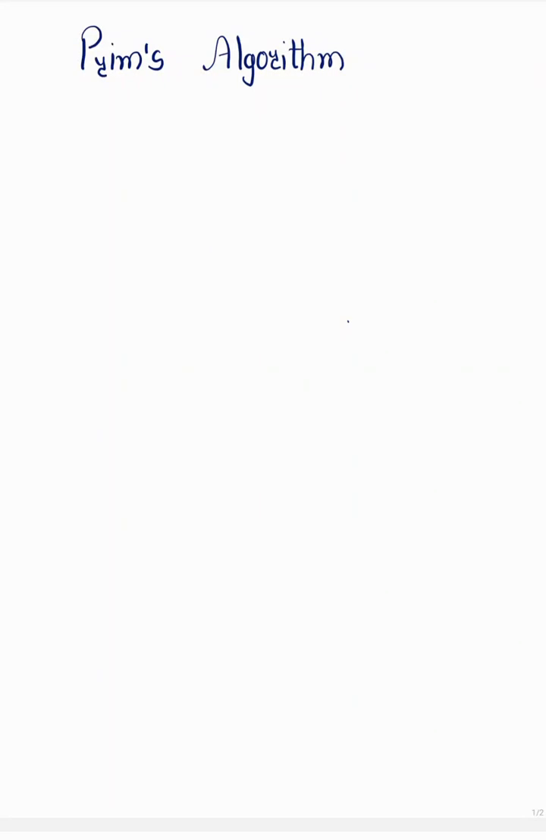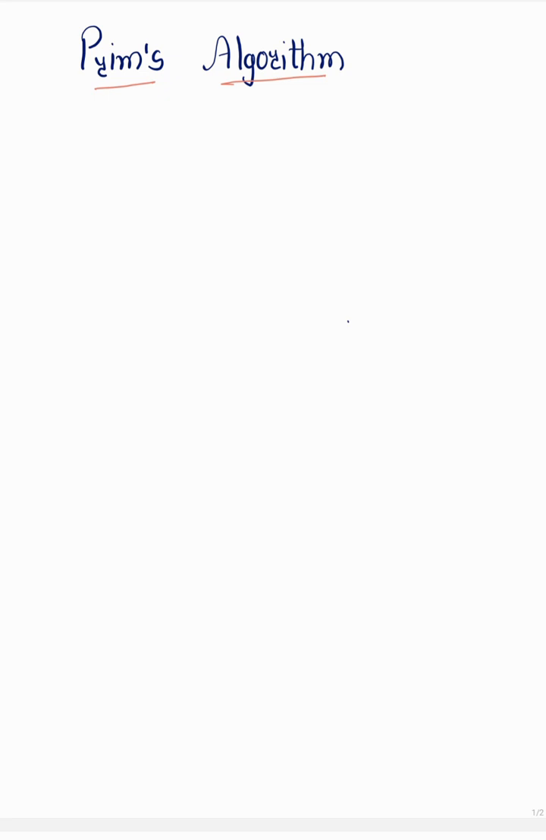Hello everyone. In this video lecture, we are going to understand Prim's algorithm that is used for finding the minimum spanning tree. In the last video lecture, I explained what a spanning tree of a graph is and also what a minimum spanning tree is. Basically, there are two algorithms for finding the minimum spanning tree. One is Prim's algorithm and another one is Kruskal's algorithm. In this video lecture, we are going to understand what Prim's algorithm is and how to find the minimum spanning tree of a particular graph, right?